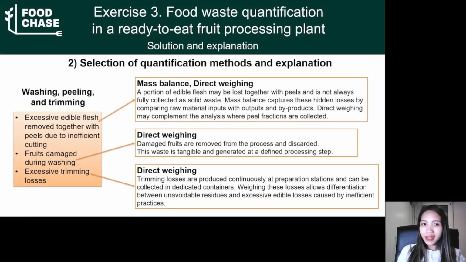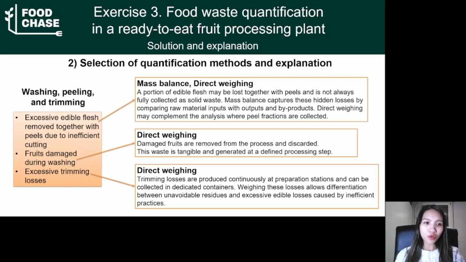During washing, peeling, and trimming operation, excessive edible flesh removed together with peel due to inefficient cutting can be estimated or calculated from mass balance. A portion of edible flesh may be lost together with the peel and is not always fully collected as solid waste. So the mass balance can capture this hidden loss by comparing raw material input with output and byproducts. Direct weighing can be a complement method.